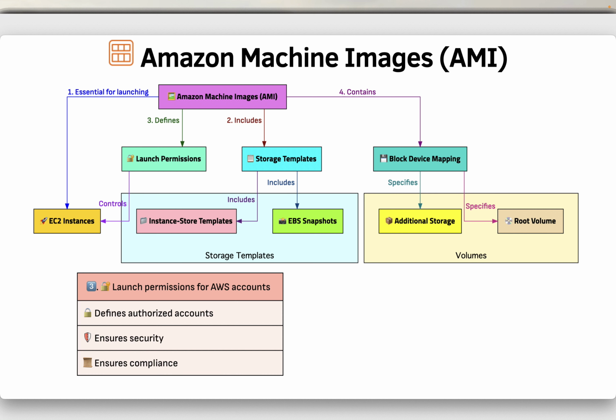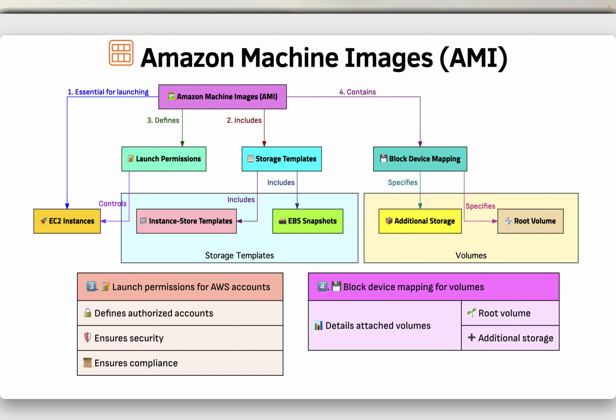This defines which AWS accounts are authorized to use the AMI for launching instances, ensuring security and compliance. So you have launch permissions for AWS accounts. If you create your own custom AMIs, you can set permissions so that only your account can use them, and you have publicly available AMIs from which you can launch your regular operating system images.